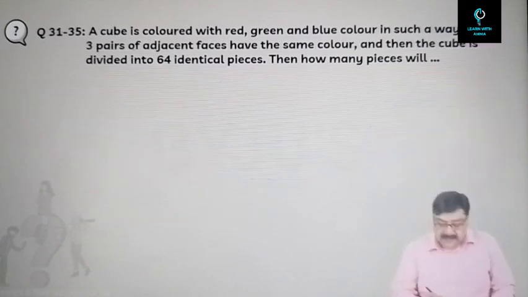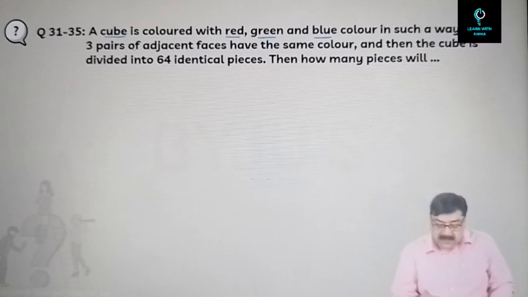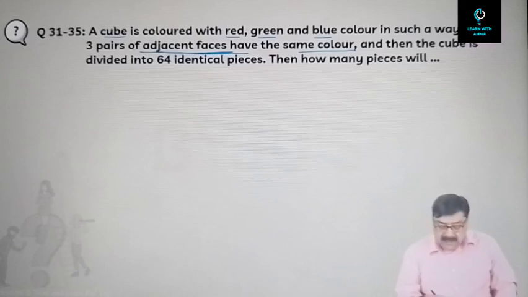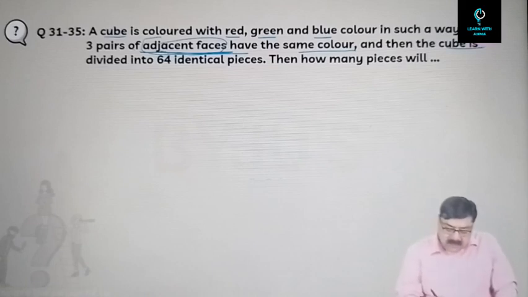Now look at another case. A cube is colored with red, green and blue color in such a way that 3 pairs of adjacent faces have the same color. See, the previous 10 questions were based on a cube wherein opposite faces were colored the same. Here, adjacent faces are colored the same. Adjacent, like this, you know. And then the cube is divided into 64 identical pieces. Then how many pieces will have so and so?